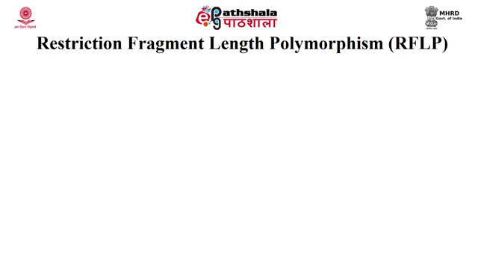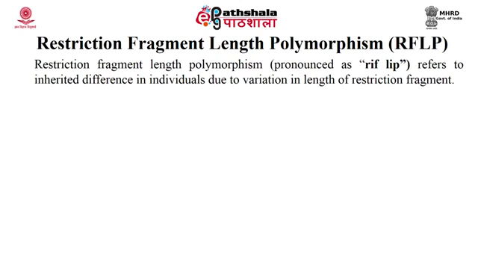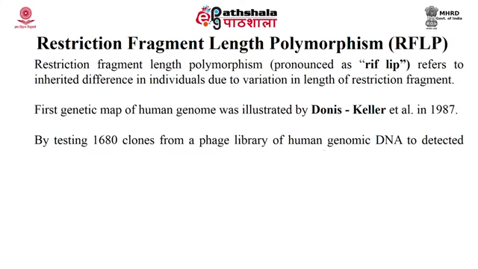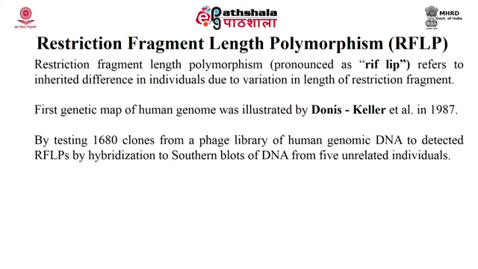Restriction fragment length polymorphism, pronounced RFLP, refers to inherited differences in individuals due to variation in length of restriction fragments. The first genetic map of the human genome was illustrated by Donis-Keller et al. in 1987, by testing 1680 clones from the phage library of the human genomic DNA to detect RFLP by hybridization to blots of the DNA from 5 unrelated individuals.